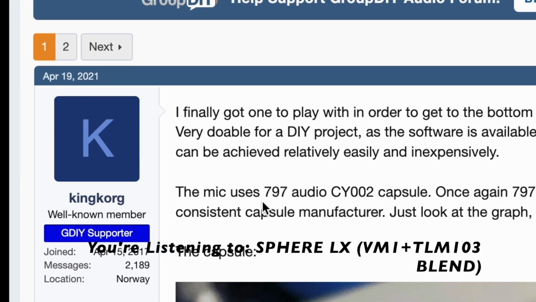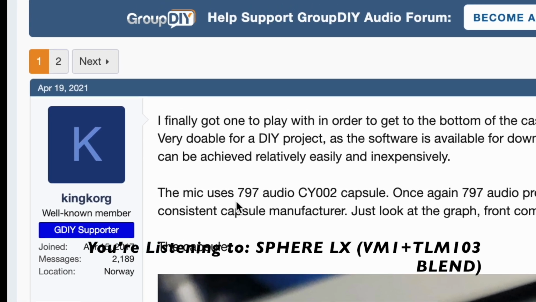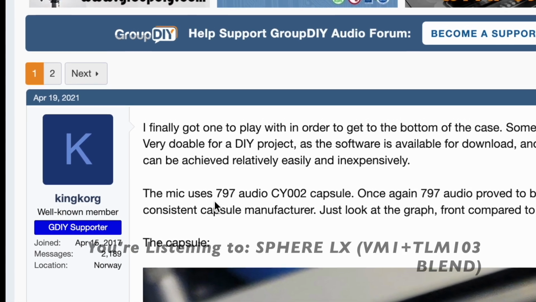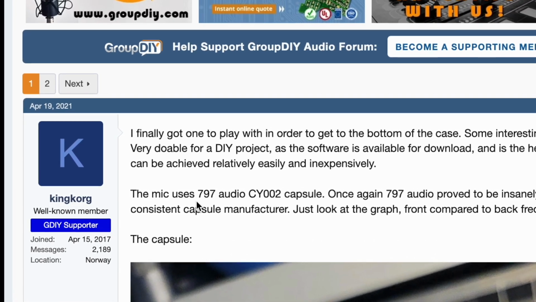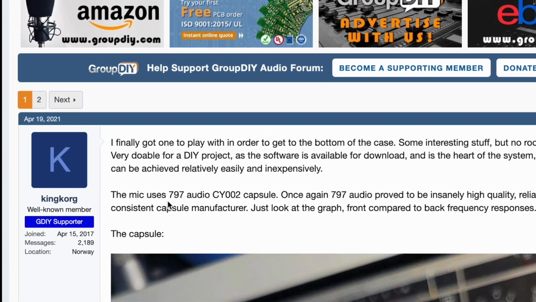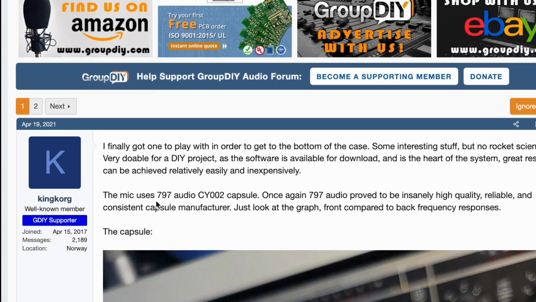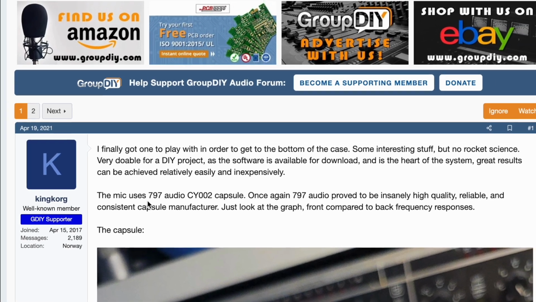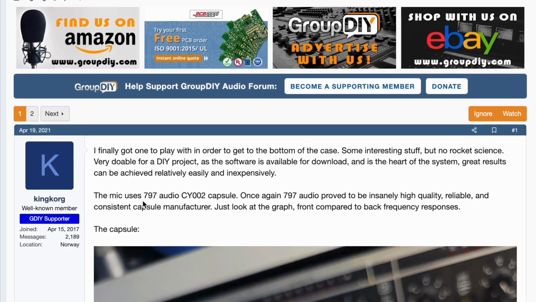So KingKorg has tested more capsules than pretty much anybody I can think of on this planet. He really knows his stuff. And what I really like is that he is so generous with his information. So he's given us permission to use this post and his photos. Now, welcome to KingKorg's Capsule College of Knowledge.